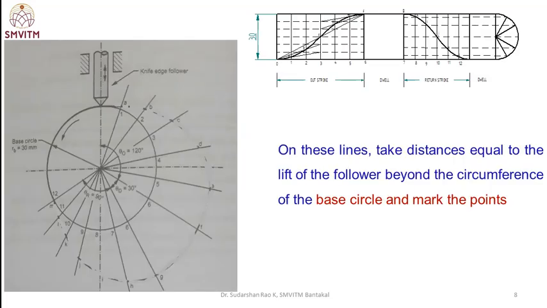Then on these lines, take the distance equal to the lift of the follower beyond the circumference of the base circle and mark the points here: 1A, 2B, 3C, 4D, 5E, 6F, etc. From your displacement diagram, mark these points on the cam profile, above the base circle.